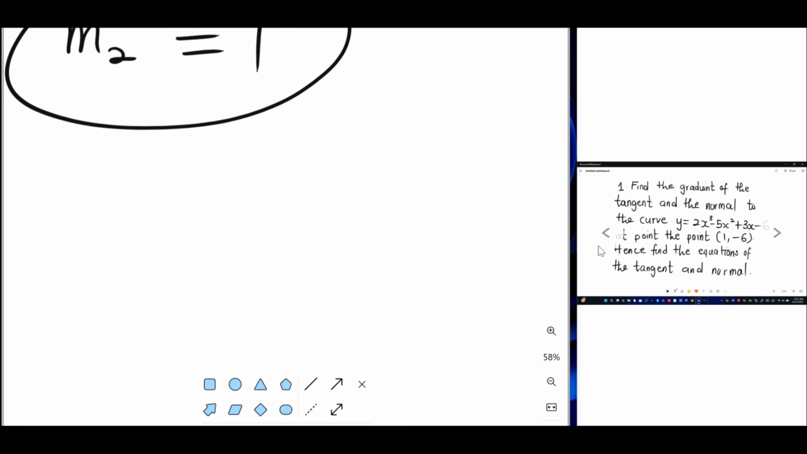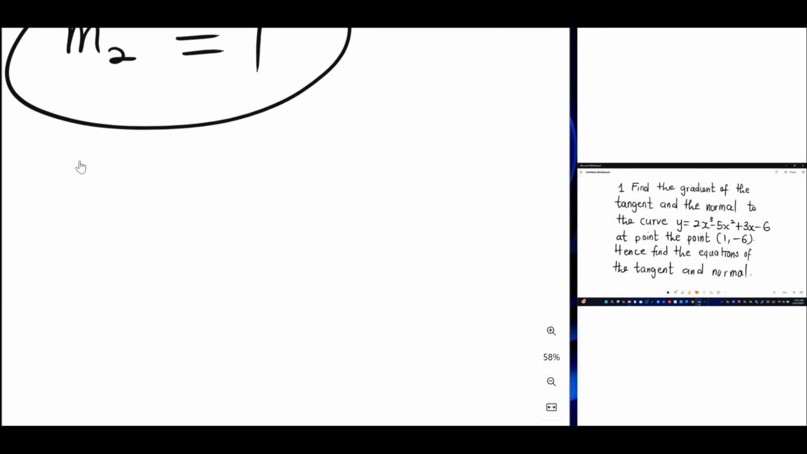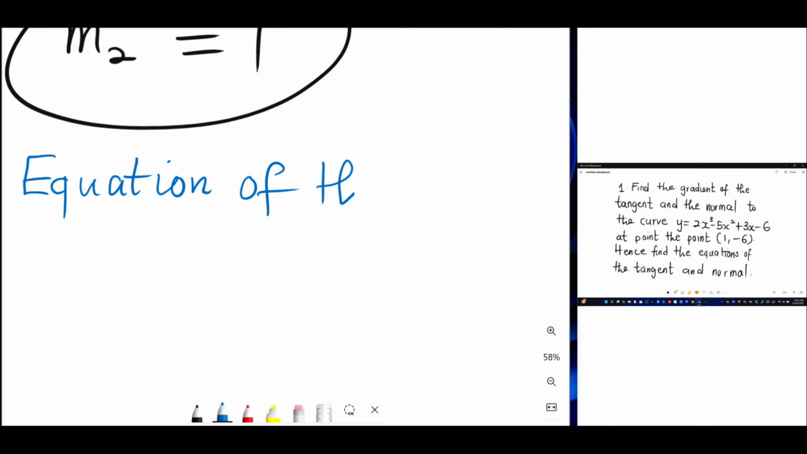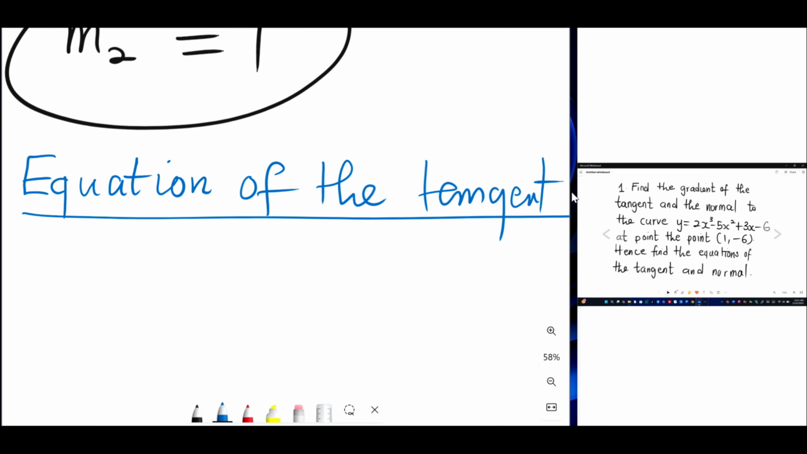Let us move to the second part of the question. Okay. Now the second part talks about the equation of the tangent and the normal. So let us start with the equation of the tangent. Okay. So equation of the tangent.